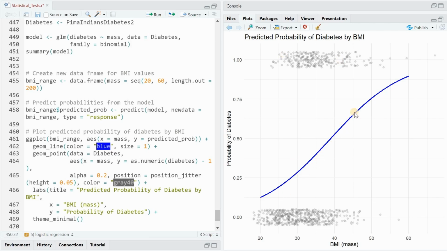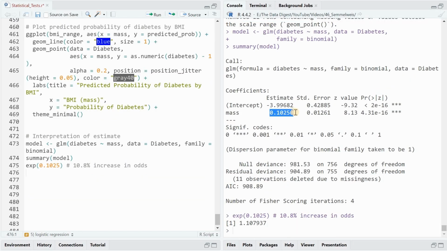And this blue line is the fit, the predicted probability, where, for example, at 38, 39 BMI, it becomes more likely that you have diabetes. That doesn't mean that you cannot have diabetes with 30 or 35. It's just the best fit through all of the data. How can we interpret these estimates? As I said, it gives you the log odds, and the mathematical conversion of log is exponentiation.